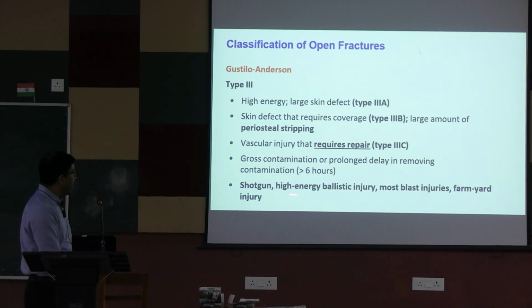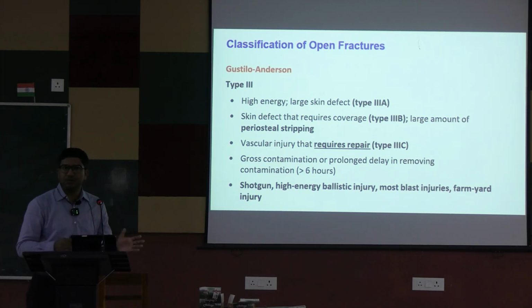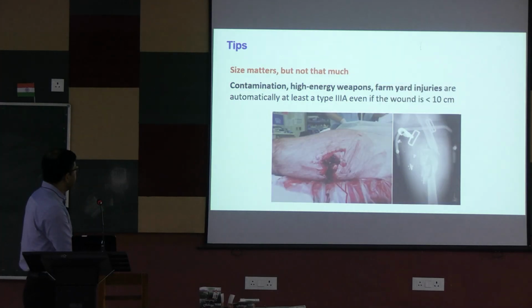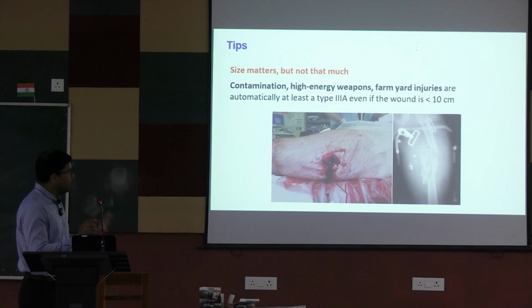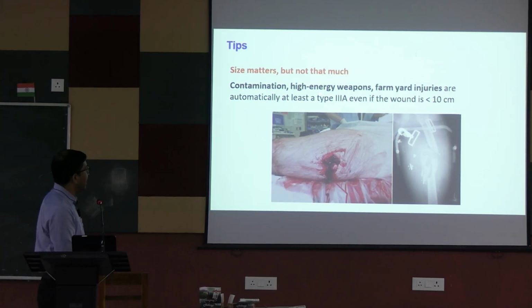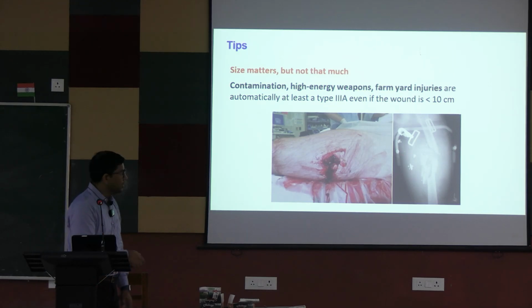injury, very high energy ballistic missile injury, or blast injury or farm-yard injuries, those have a fracture with very severe contamination of the wound, they are type 3. So size doesn't always matter. Why? If it is a contaminated, very high energy open injury or farm-yard injury, though the wound size is less than 10 centimeter, you have to always see the fracture pattern. It is a ballistic missile injury.